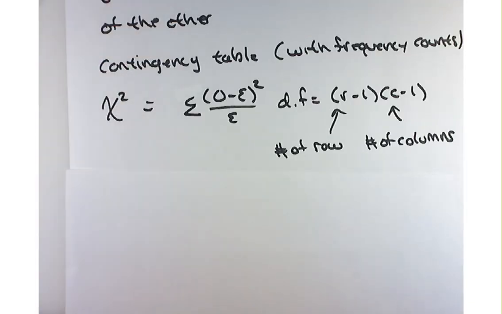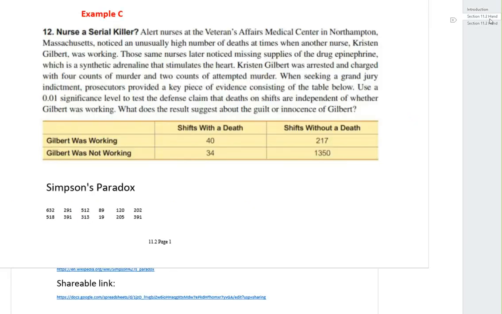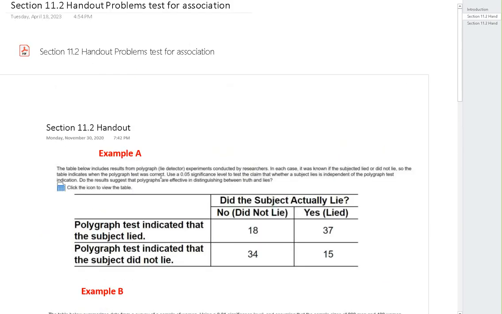So let's start off with the first part here, which is a chi-square test for association in a polygraph test and the results from that polygraph test. So let's see, do I have that here? I think I do. So let's zoom up here.